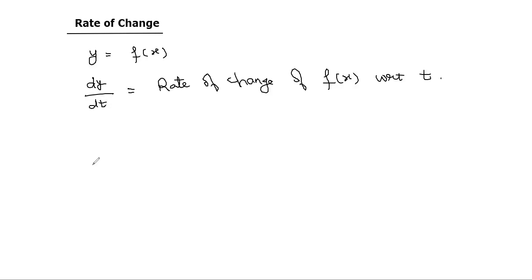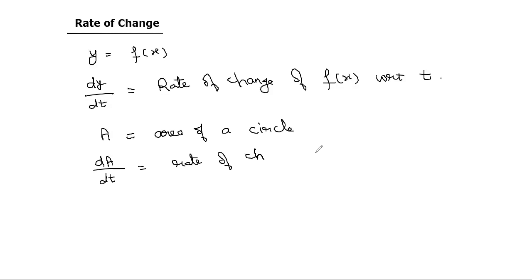Let's start with some very basic examples. Suppose there is a function A which is the area of a circle, which is variable. So if we find dA by dt, it represents the rate of change of area of the circle. It has very simple application, and with the help of a few examples, this topic can be easily understood.